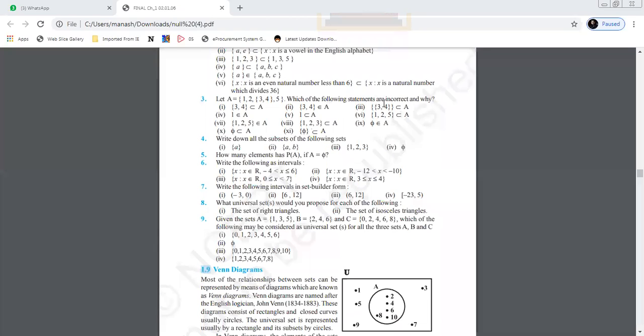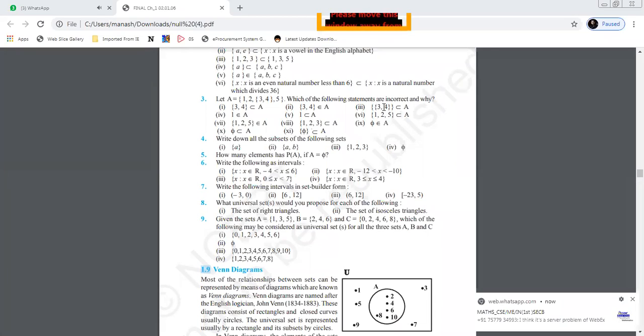Now tell me whether 3 is correct or not. Correct, sir. Correct because whenever we are given this extra curly bracket, it represents a set. So that's why it is a subset of A. Now 4, you know this one, 1 belongs to A, obviously it is true. 1 subset of A, it is not true.